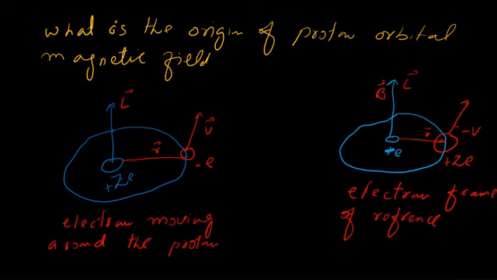Now how can we explain the magnetic field of the proton? For this we need to go to classical electrodynamics. From classical electrodynamics, the magnetic field experienced by the electron can be represented by B equal to minus 1 by c into v cross E. This is the magnetic field experienced by the electron.